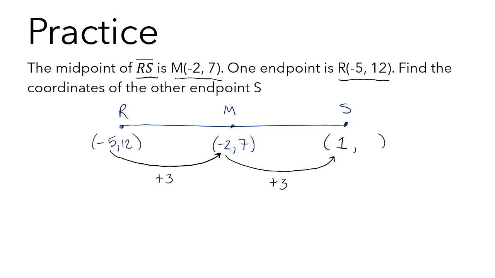And again, I do it now with the y's. Let me do it in a different color. So from 12 to 7, I actually subtract 5. So then from 7 to the next one, I'm going to have to do the same thing, subtract 5. 7 minus 5 gives me 2. So my answer is going to be (1, 2).